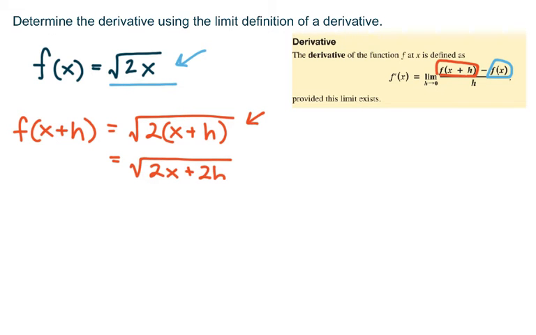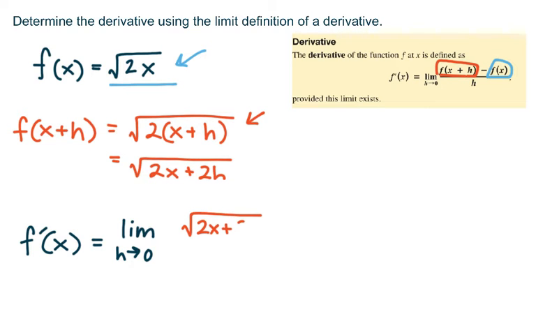So I'm going to write out my derivative, and you need to write f prime of x. So f prime of x is equal to the limit as h approaches 0 of f of x plus h, which we just found, which is the square root of 2x plus 2h, minus the original function, which is the square root of 2x. All of this is divided by h.